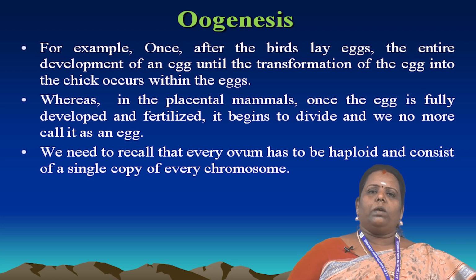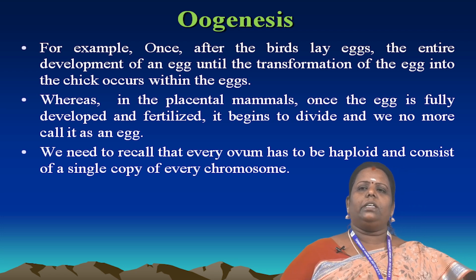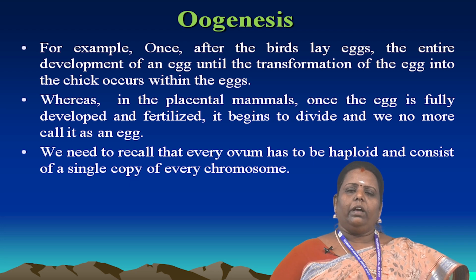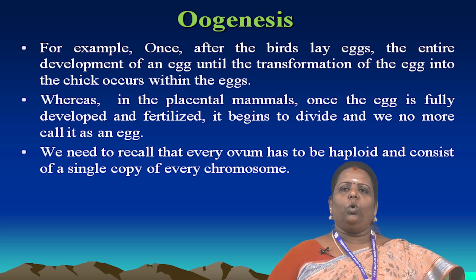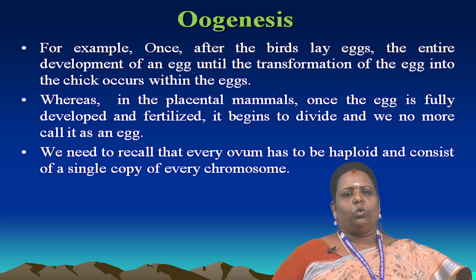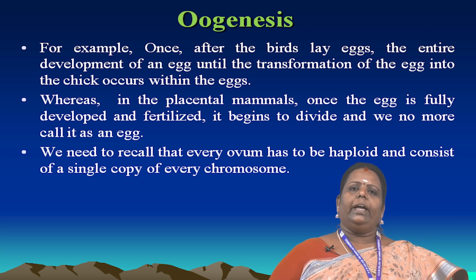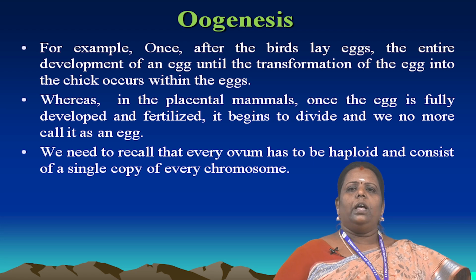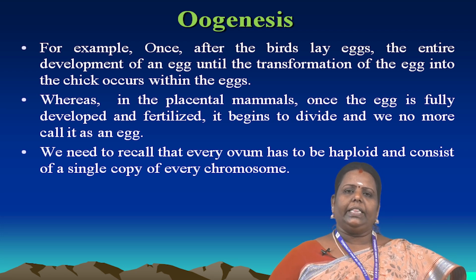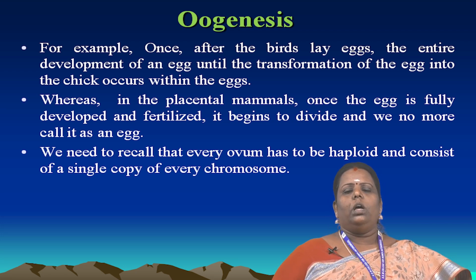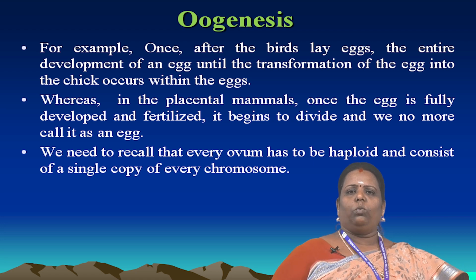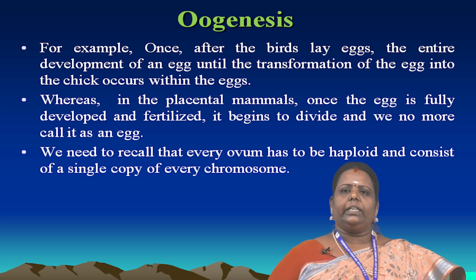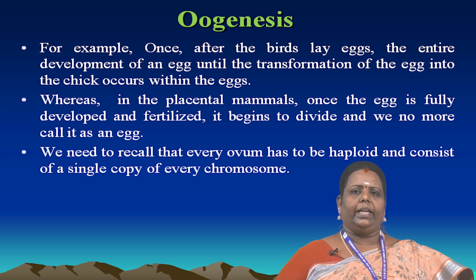Whereas in the normal placental mammals, once the egg is fertilized and divides, it is no longer called an egg, because it does not take in nutrients from the yolk. In placental mammals, the female has a pair of ovaries. Each month the ovary produces an egg. After ovulation occurs and it divides, it is no longer called an egg.